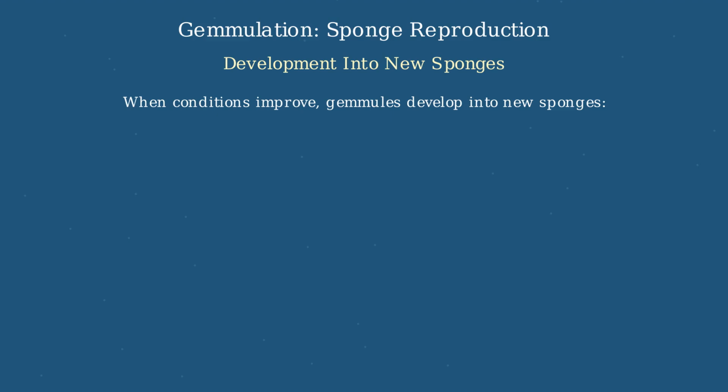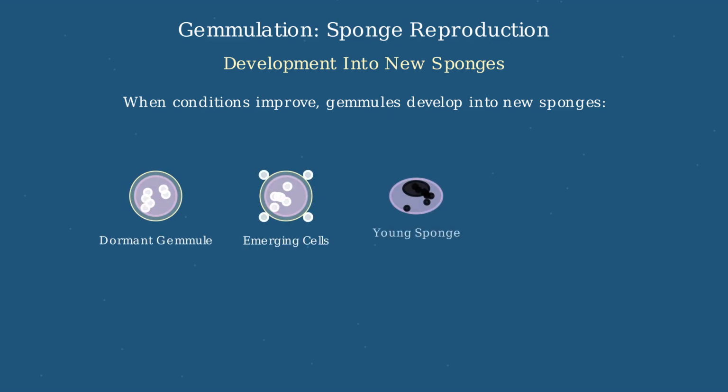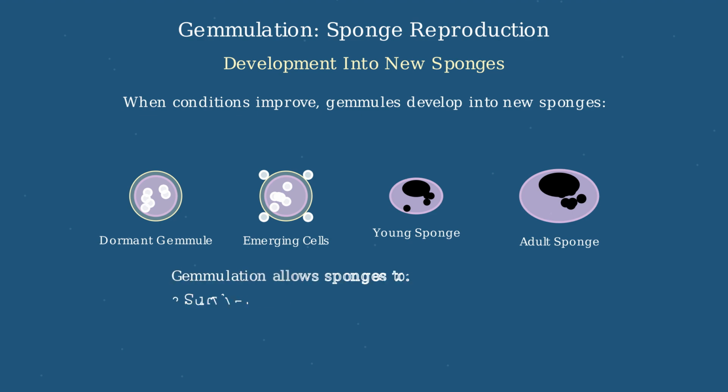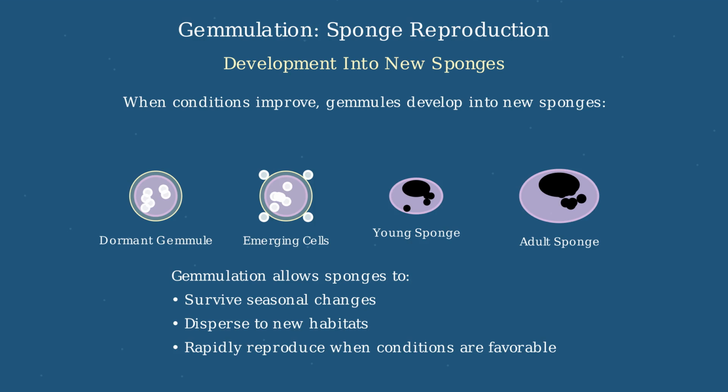When environmental conditions improve, such as after winter or drought, the gemmules begin to develop into new sponges. The development starts with a dormant gemmule. When conditions are right, cells begin to emerge from the gemmule. These cells differentiate and organize to form a young sponge, which eventually grows into an adult sponge capable of producing its own gemmules. This reproductive strategy allows sponges to survive seasonal changes, disperse to new habitats, and rapidly reproduce when environmental conditions become favorable.